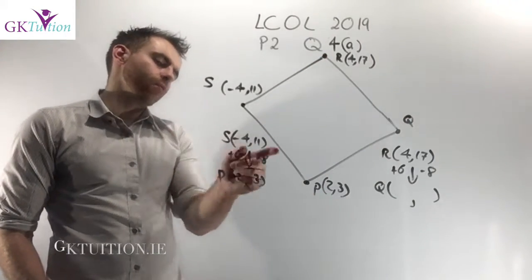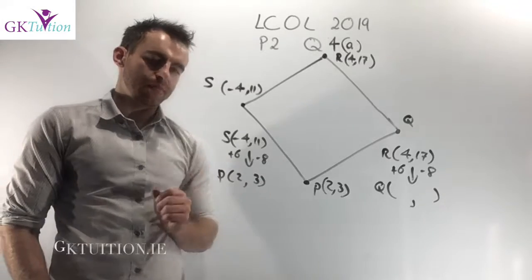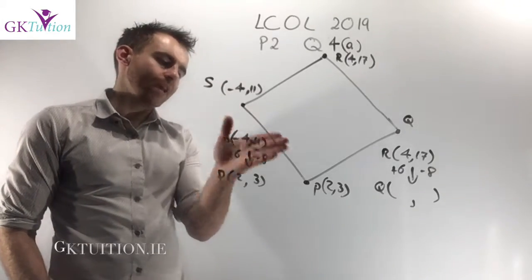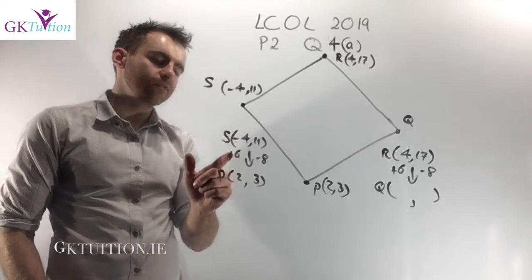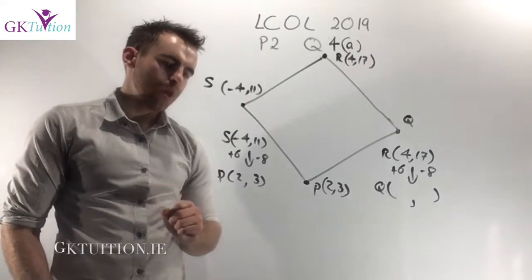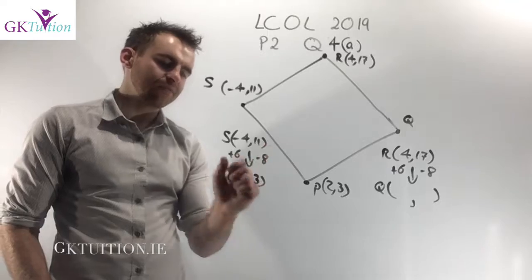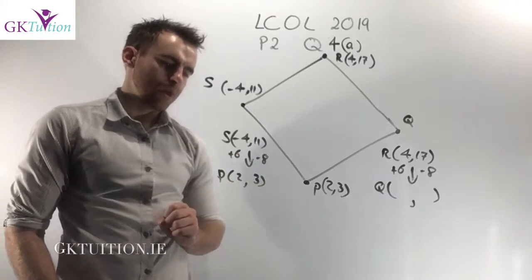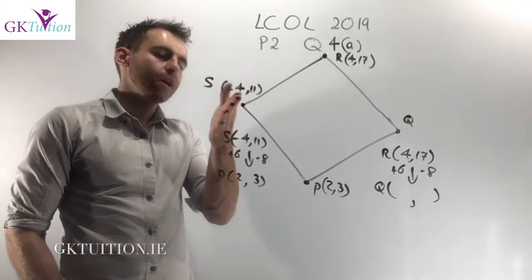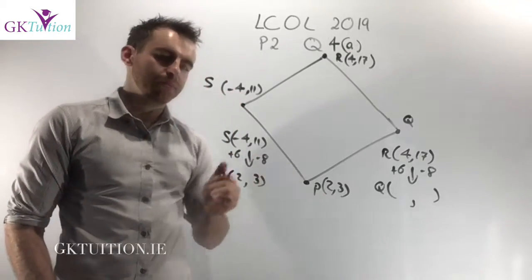So S is (-4, 11) and P is (2, 3). In order to move from S to P, I would have had to add 6 to the x value, because -4 plus 6 gives you +2. And I would have had to subtract 8 from the y value, because 11 minus 8 gives you 3. So that's what happens in order to go the distance and direction from S to P.